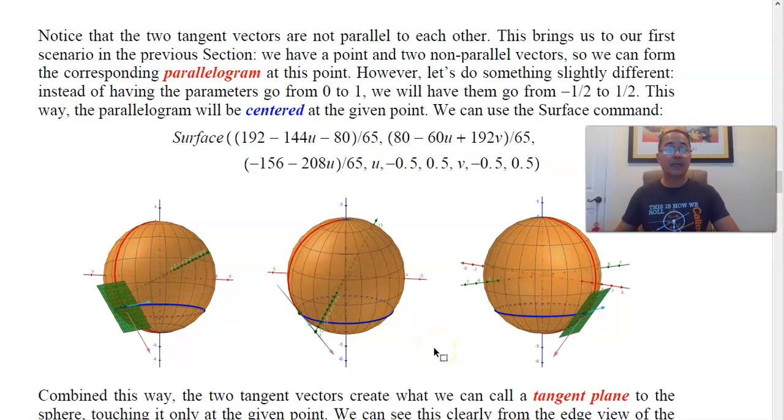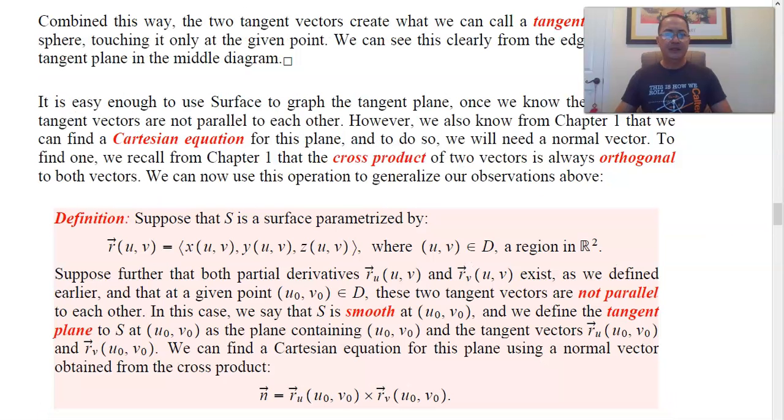Okay, so our next job now is, well, that's great. I know how to do it using surface, but what about a Cartesian equation? Okay, so we're going to need a normal vector, and of course, how do you find a normal vector from two vectors? We're going to take their cross product.